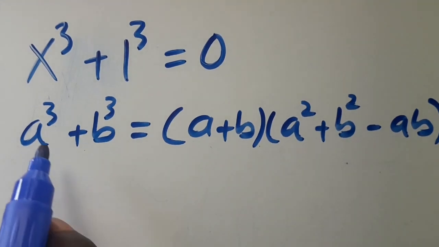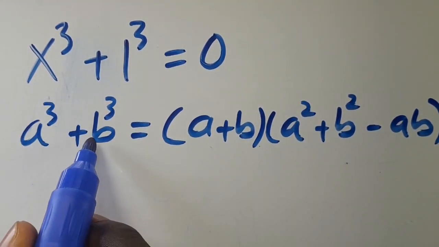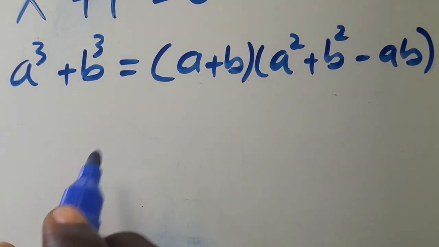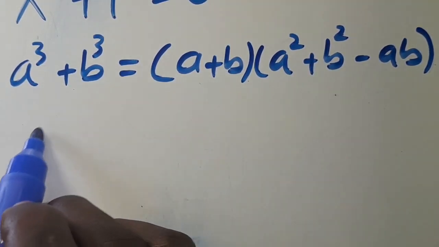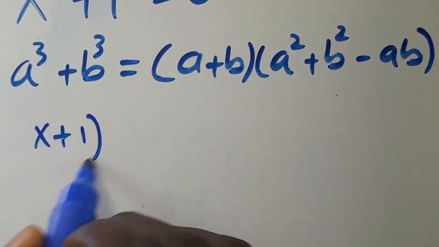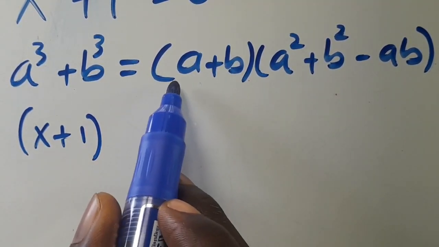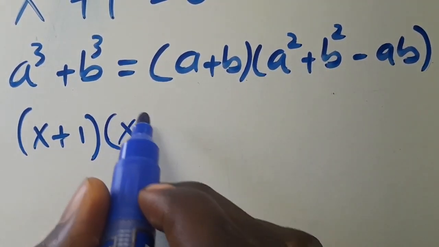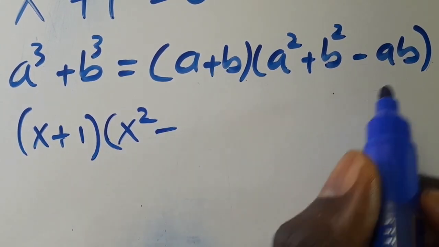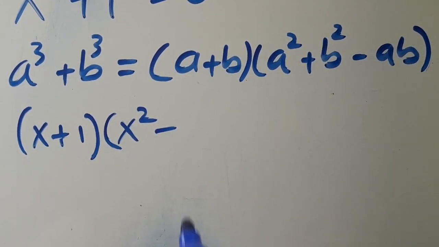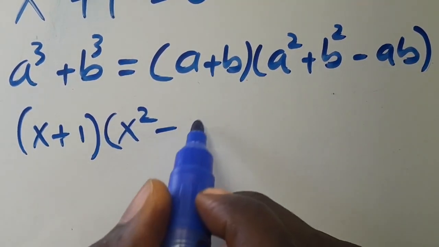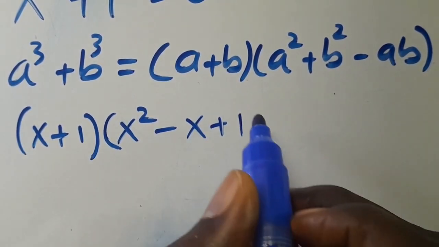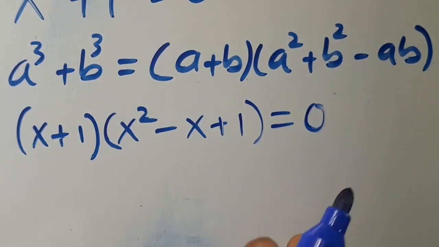So with a equals x, then b equals 1. So definitely, we are going to have from here x plus 1, because our a is x, our b is 1. Here will now be a squared, which is x squared, minus a times b, which is x times 1, so minus x. Then b squared will now be plus 1 squared, which is 1. Then everything will be equal to 0.